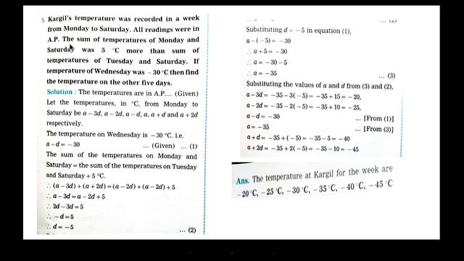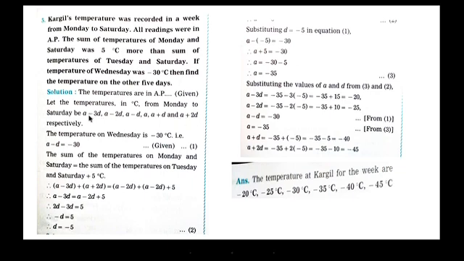Okay, now it is already given that the readings are in an AP. We don't know what the temperatures are, so we assume the temperatures from Monday to Saturday, say from a minus 3d, a minus 2d, a minus d, a plus d and a plus 2d respectively.